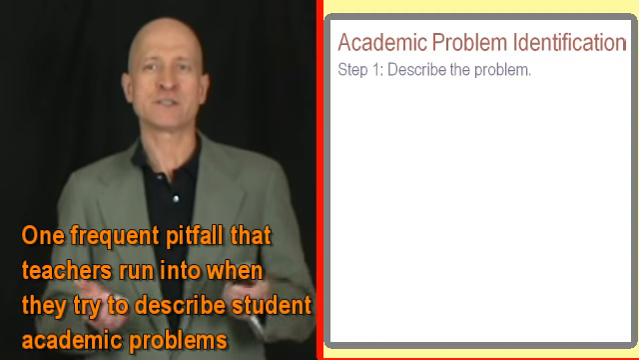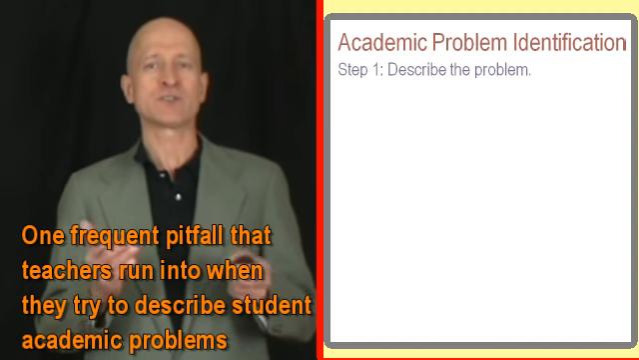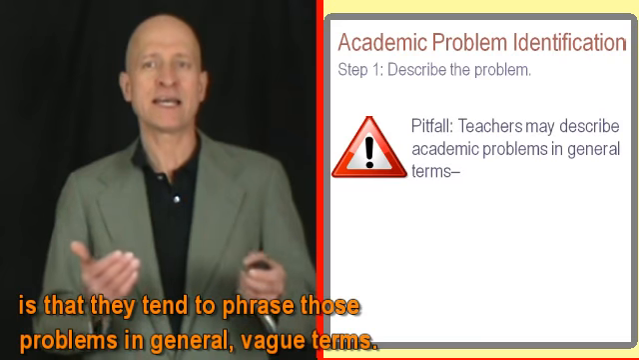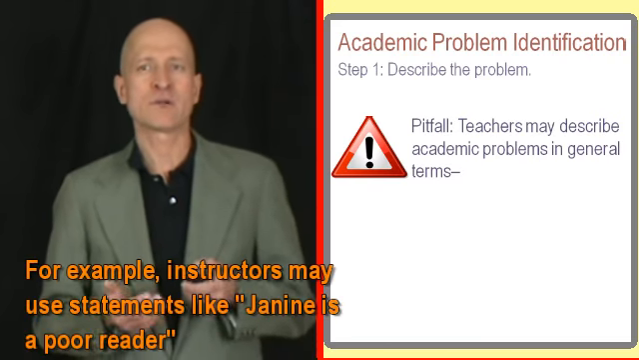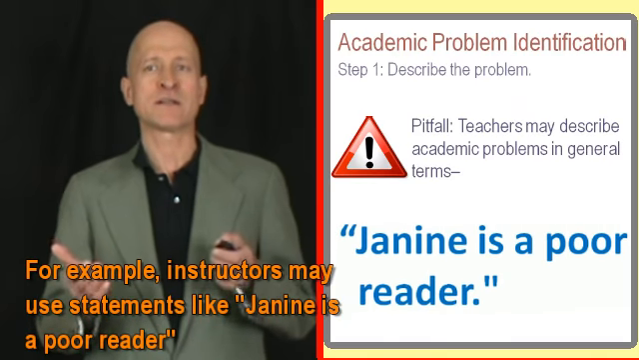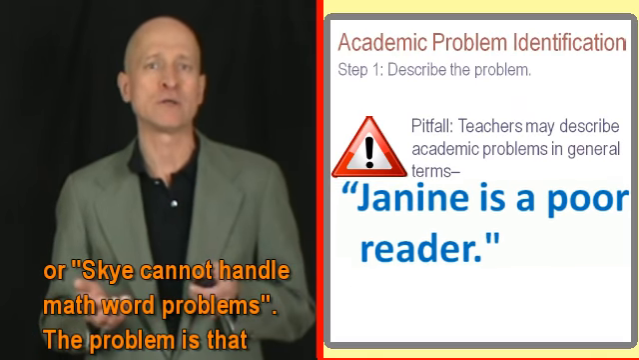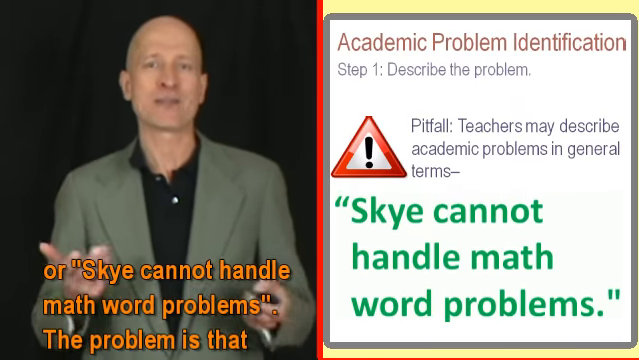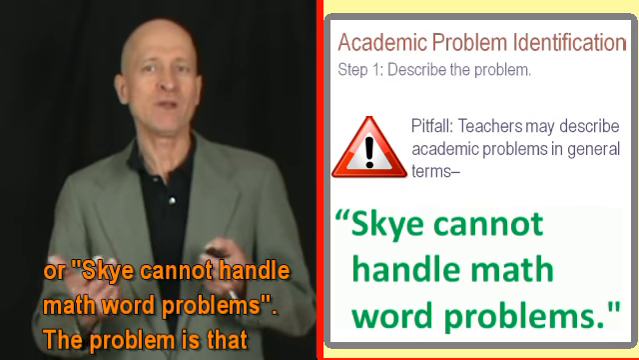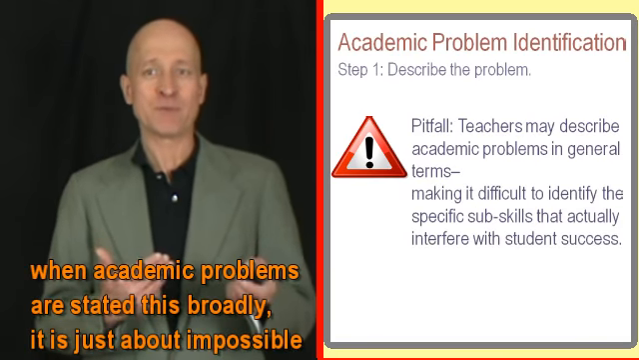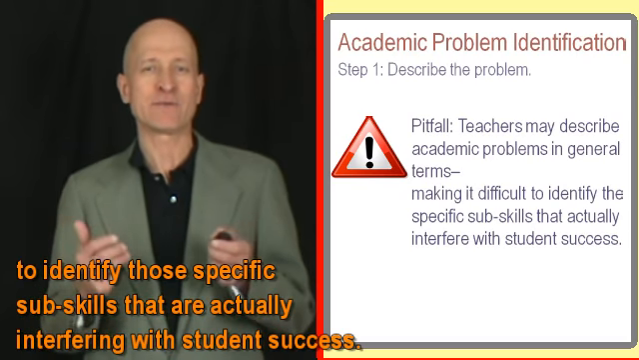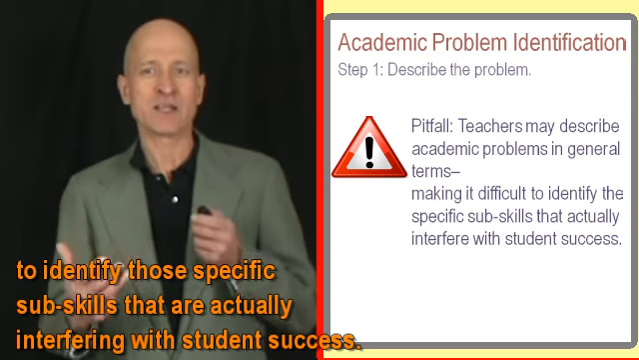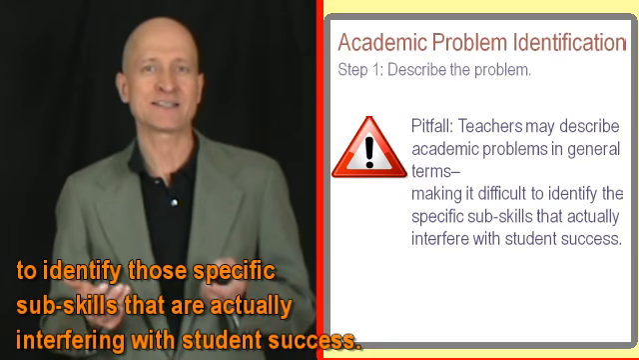One frequent pitfall that teachers run into when they try to describe student academic problems is that they tend to phrase those problems in general, vague terms. For example, instructors may use statements like, Janine is a poor reader, or Sky can't handle math word problems. The problem is that when academic problems are stated this broadly, it's just about impossible to identify those specific subskills that are actually interfering with student success.